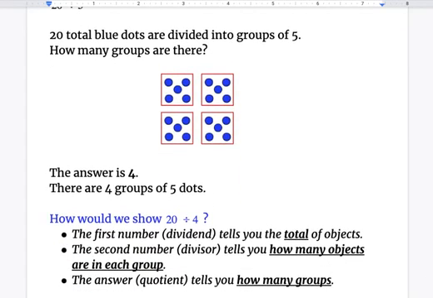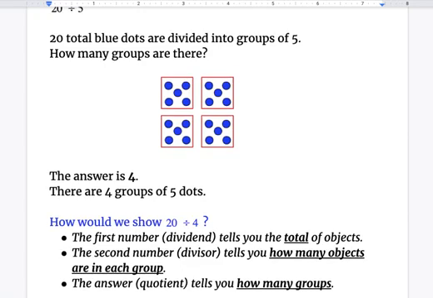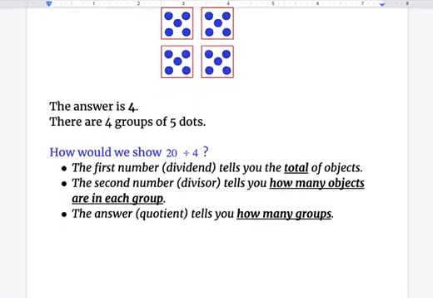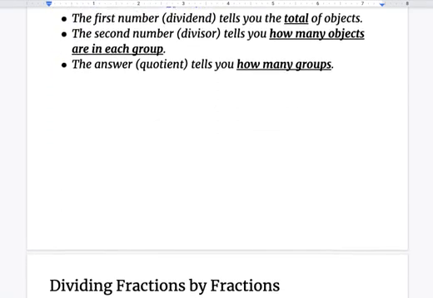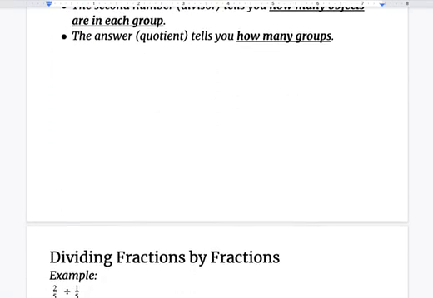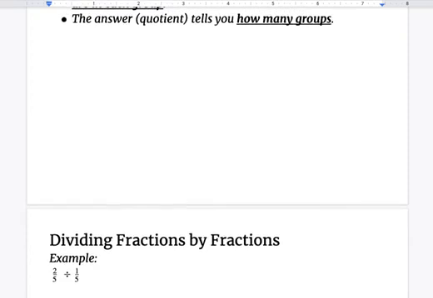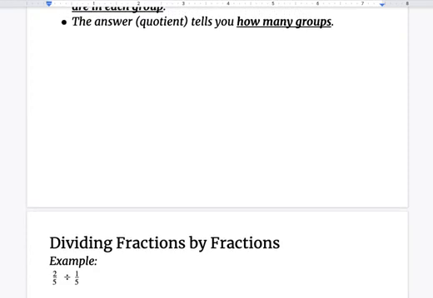So the first number, the dividend, tells you the total number of objects. The second number, the divisor, tells you how many objects are in each group. And the answer, the quotient, tells you how many groups there are total that you circled. Using that information, let's give you an example of dividing fractions by fractions. We have the example 2/5 divided by 1/5.